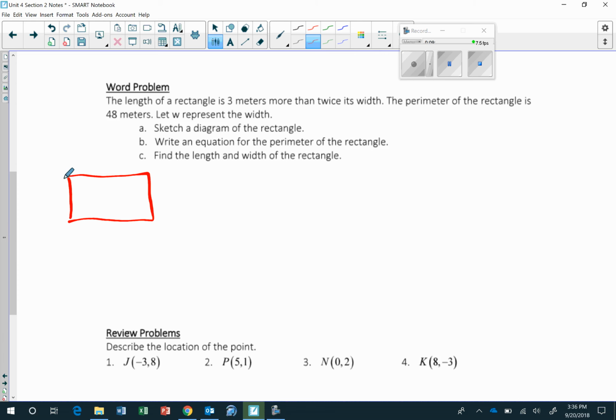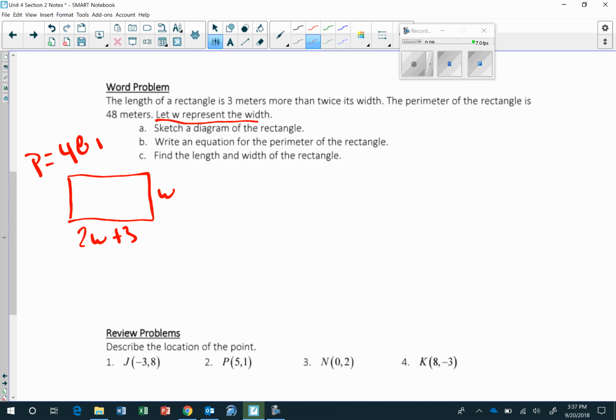We know that our rectangle, it says the length of the rectangle is 3 meters more than twice the width. So we're going to call our width W. It says let W represent the width. Then we know the length is 3 meters more than twice the width. So twice the width means 2W. 3 meters more, I'm going to add 3. We also know that our perimeter is 48 meters.